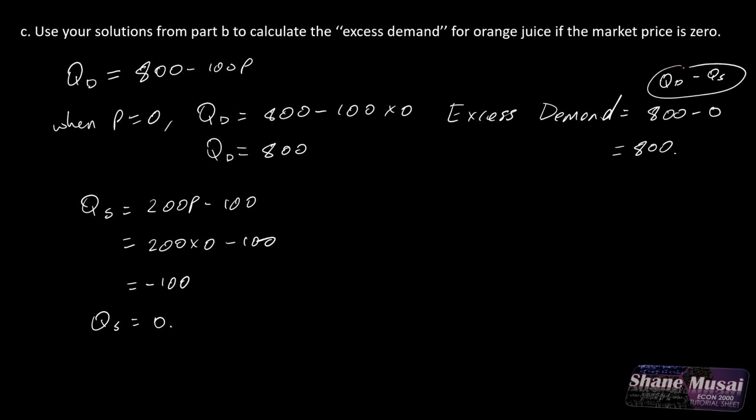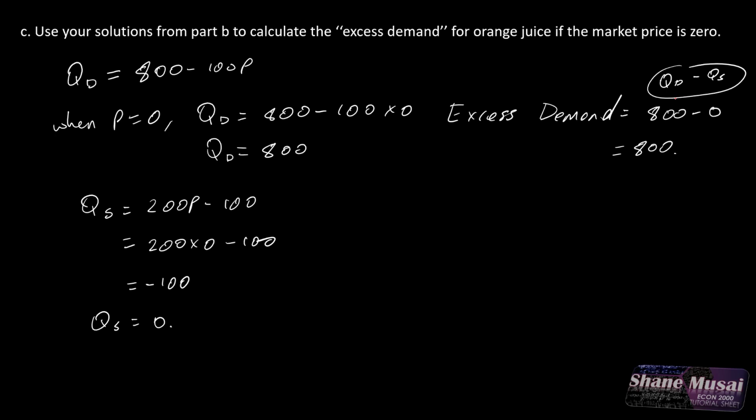And now part D says use a solution from part B to calculate the excess supply of orange juice when the price is $6 per gallon. And one thing I should mention as well, this 800 excess demand represents 800 million gallons of orange juice. So part D says use your solution from part B to calculate the excess supply of orange juice if the orange juice price is $6 per gallon. So excess supply is how much supply exceeds demand at that price.